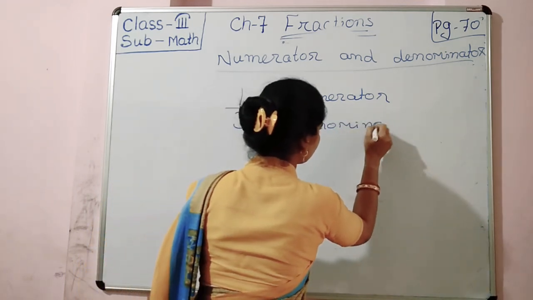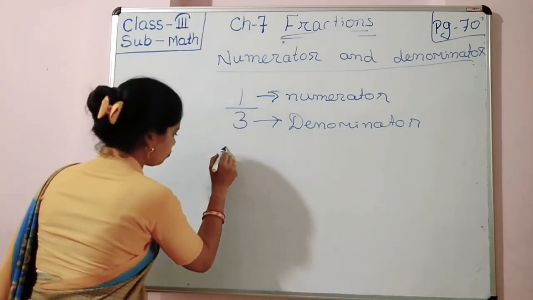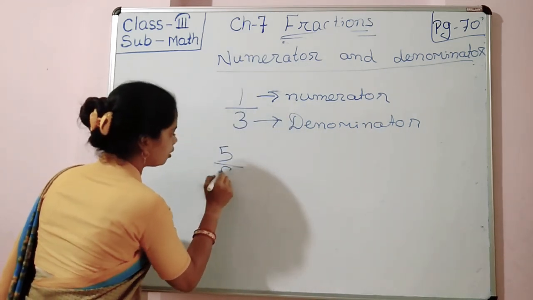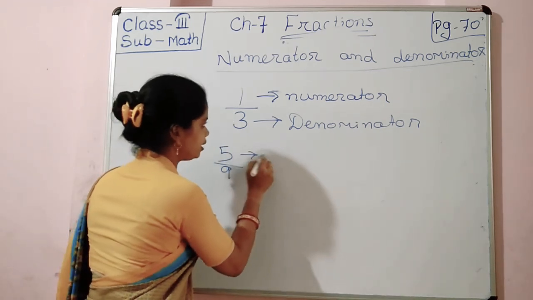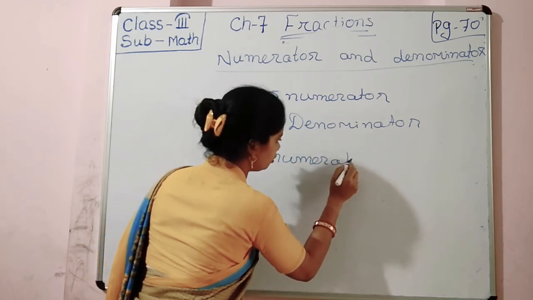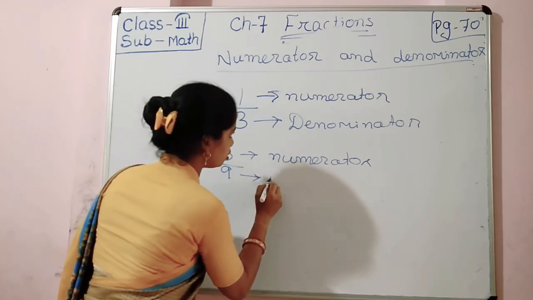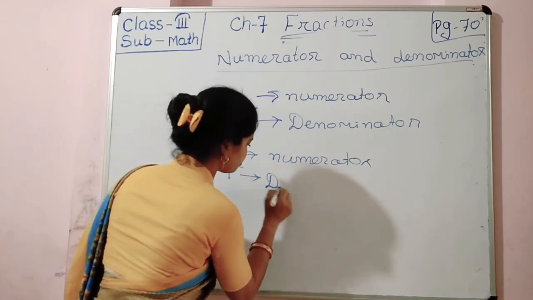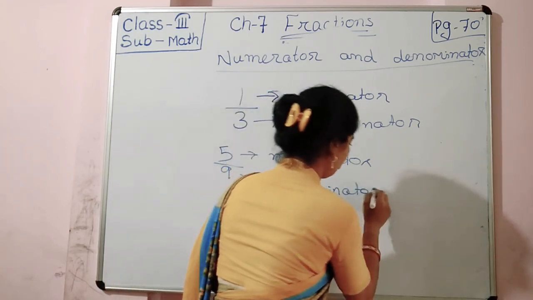Denominator. Okay, let's take a second example. Look, suppose 5/9. This 5 is what? It is the numerator. And the lower part of the fraction is the denominator. Okay, denominator.